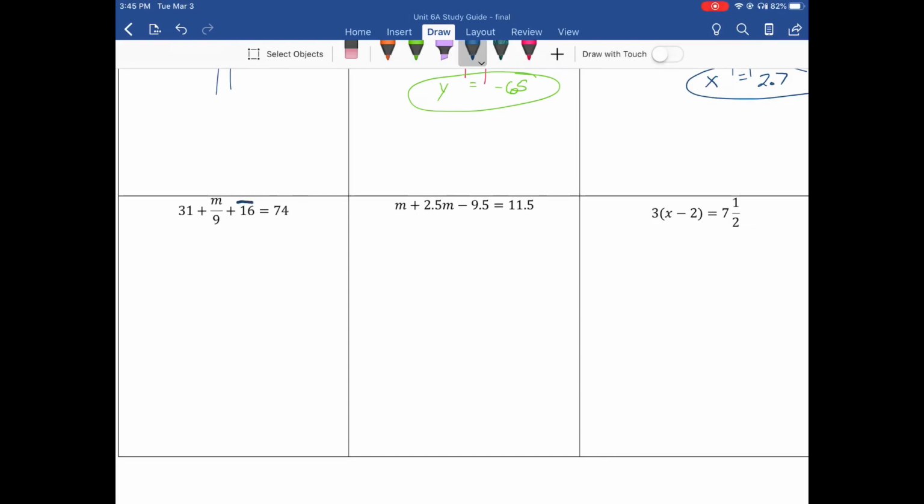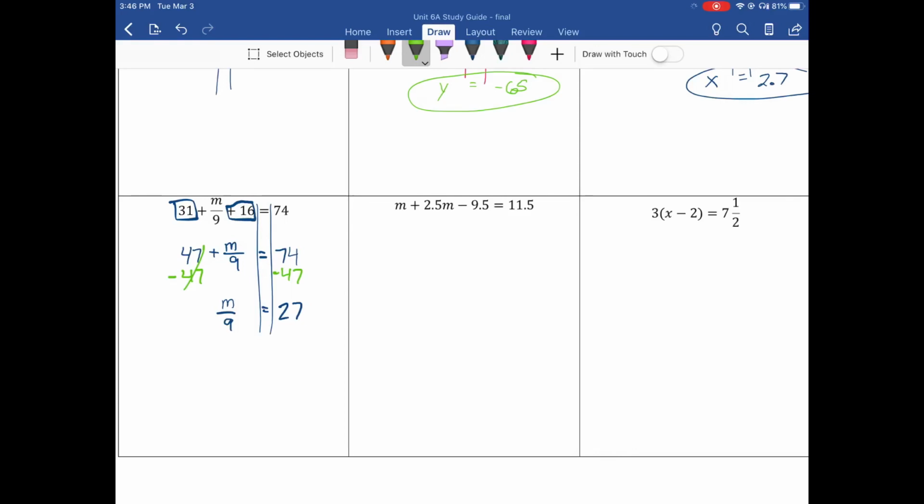So we're going to take our 16 and our 31, and we're going to put those together. So 31 plus 16 is going to give us 47. And you still have plus m over 9 is equal to 74. And then in order to get rid of that 47, we're going to subtract from both sides so that we have our fraction by itself. On the left-hand side, that'll just leave m over 9. And on the right-hand side, 74 minus 47 is going to give us 27.